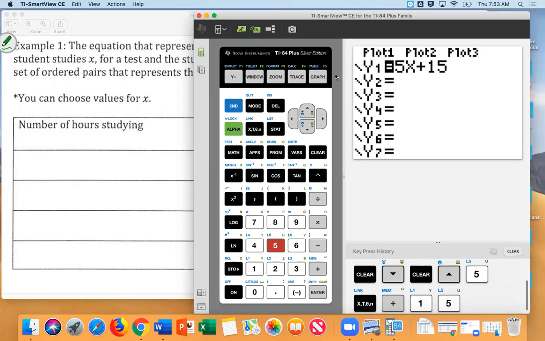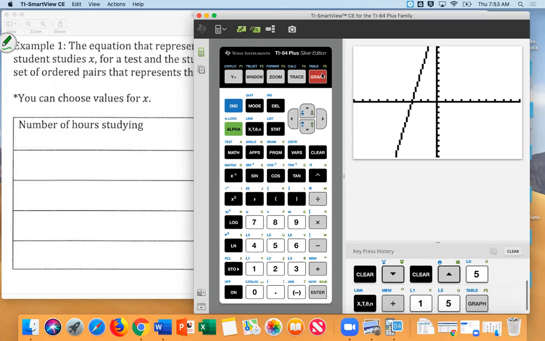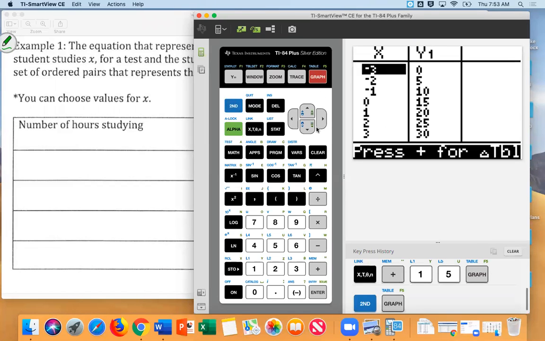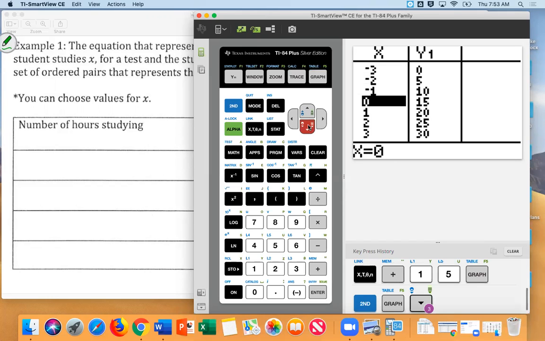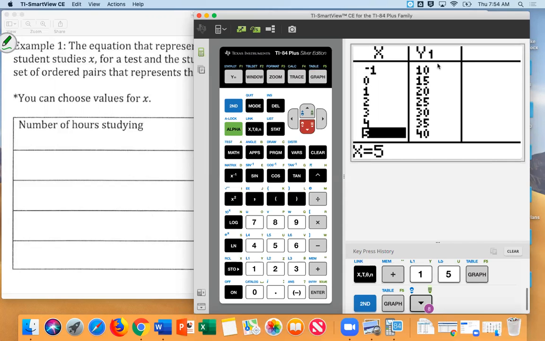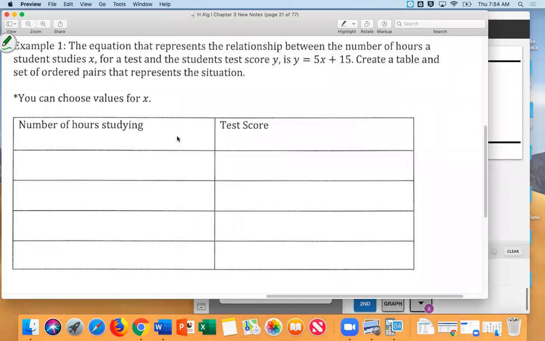And now what I can do is create a graph, okay? So I could graph it and I could see that this is a function. It would pass the vertical line test. I could see that very quickly. But more importantly, I can create a table. Now, since we're talking about test scores and time, we're not going to be looking at the negative aspect of it. I'm just going to be looking at the positive. And if you look at this, this is my table.